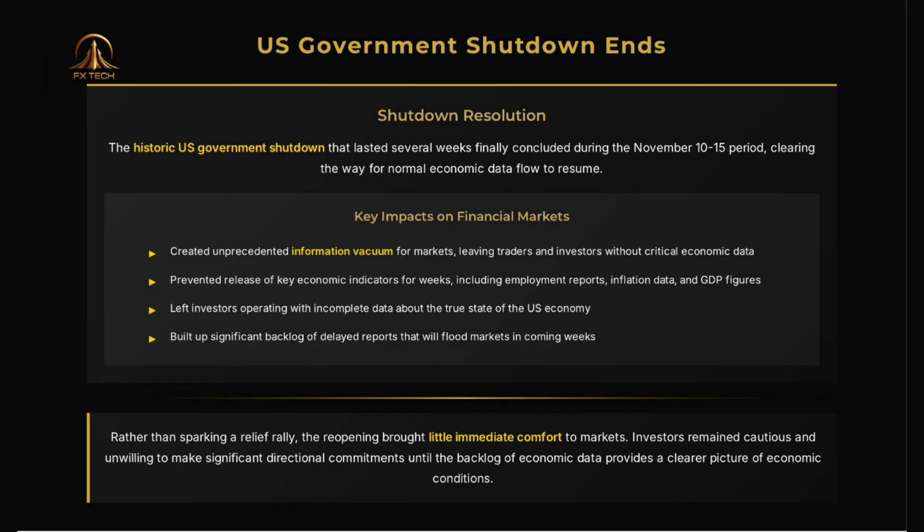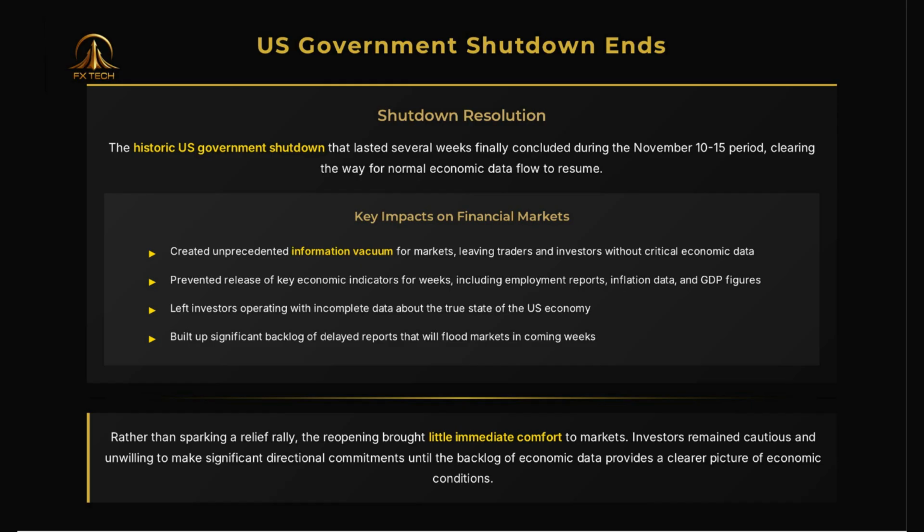After weeks of disruption, the historic U.S. government shutdown finally concluded during this period, clearing the way for economic data releases to resume. However, rather than providing relief, the resolution created a new challenge: an unprecedented information vacuum. For weeks, critical economic indicators, including employment reports, inflation data, and GDP figures, were delayed, leaving investors operating with incomplete information about the true state of the U.S. economy. This built up a significant backlog of reports that will flood markets in coming weeks.